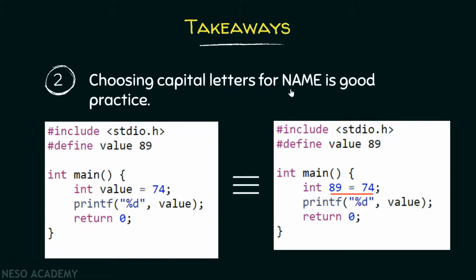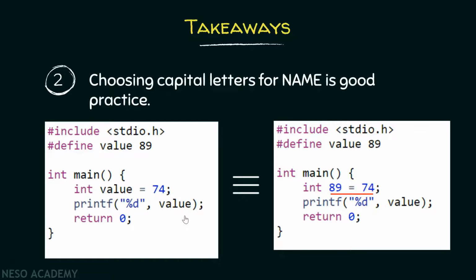Choosing capital letters for the name is a good practice. For example, here you can see I'm not using capital letters for the name. Now what is the disadvantage you may get? It is possible that I declare a variable with the same name, and I assign it a value 74 and I'm simply trying to print this value. Now we got an error out of this because our macro is also with the same name, right? The preprocessor does its job and replaces this name with 89 wherever it finds it. Here also it replaced this with 89 and replaced this also with 89.